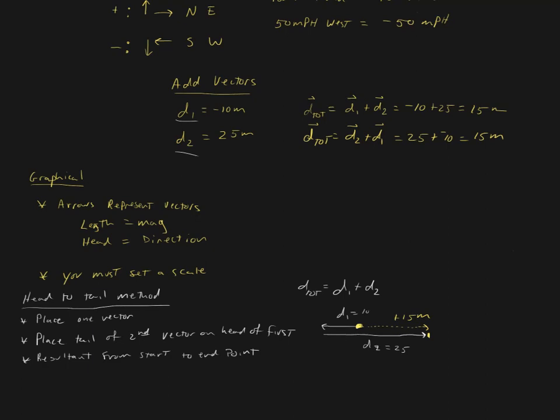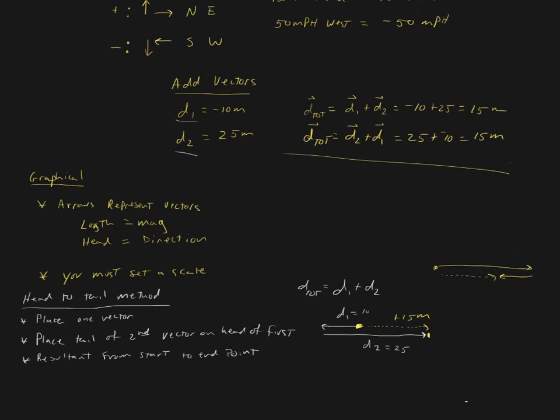The order in which you add these vectors does not matter. Just like in the addition up here, the order didn't matter, the order down here doesn't matter either. So you could do d2 plus d1, and if we just sketch it out real quick, here's d2 plus d1, and that's still going to give us this vector that points to the right, our resultant vector.